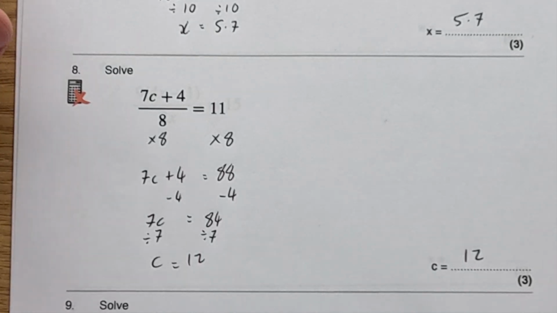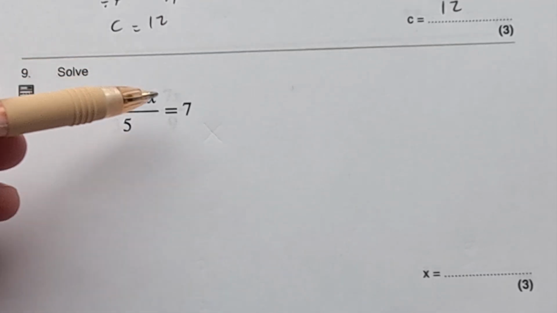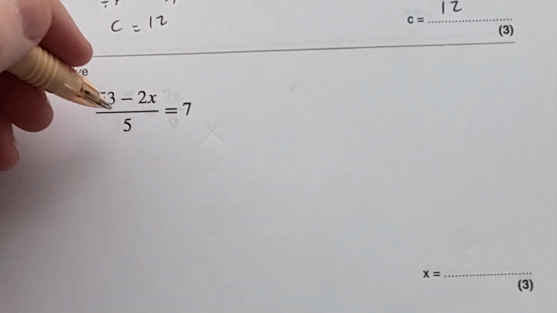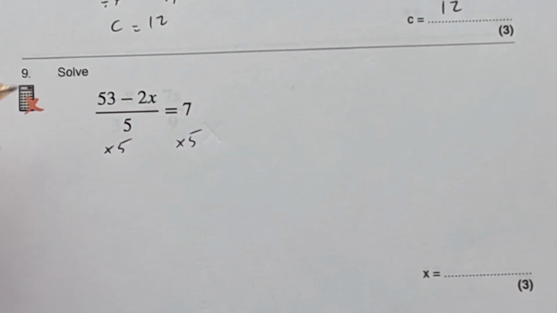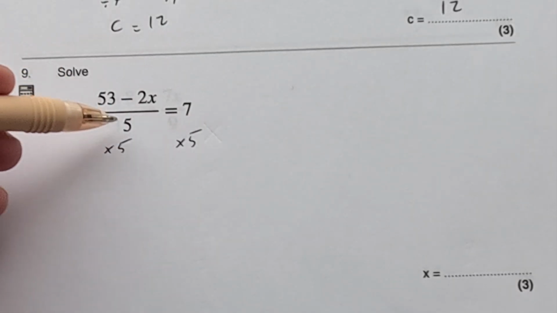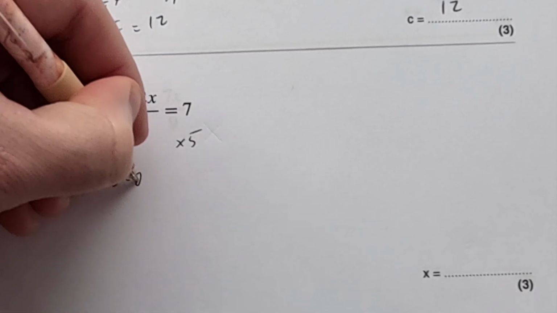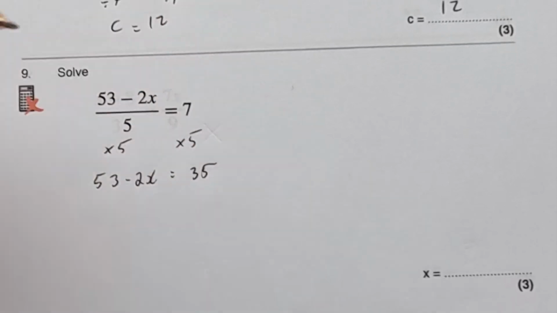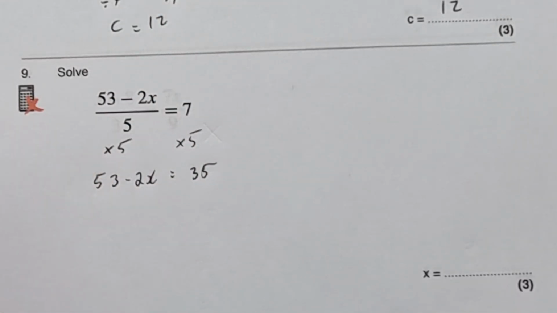Okay, let's look at our next question, question number 9. Okay, so question number 9, it says solve (53 minus 2x) all over 5 equals 7. So again, what we're going to do is we're going to multiply both sides of the equation by 5 to get rid of this denominator. So multiply by 5 and multiply by 5. On the left-hand side, we're multiplying by 5 to get rid of the divide by 5. So we're going to be left with 53 minus 2x. And on the right-hand side, we had 7 times 5, that's 35. So we've got 53, take away 2 times x is equal to 35.